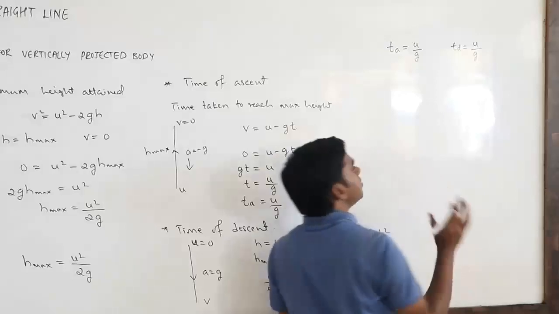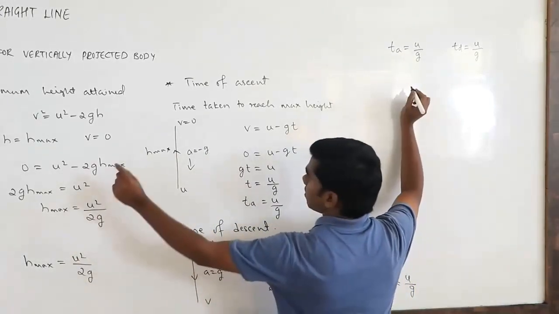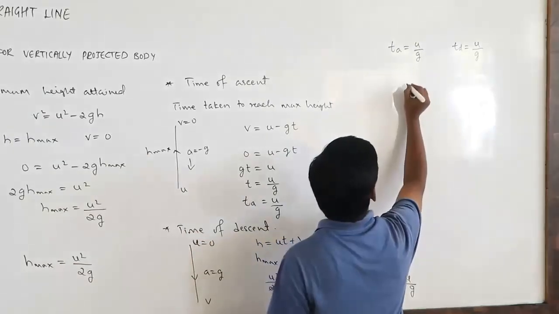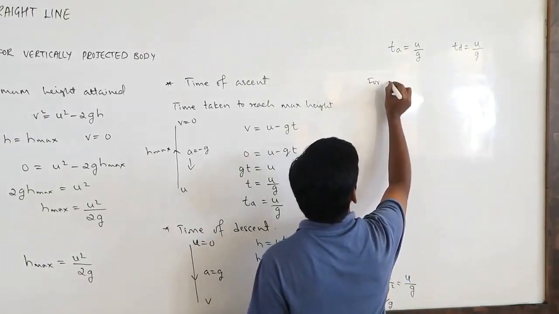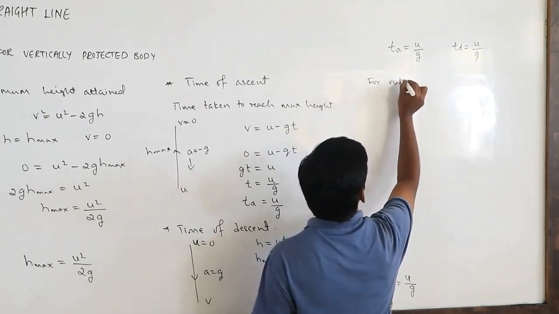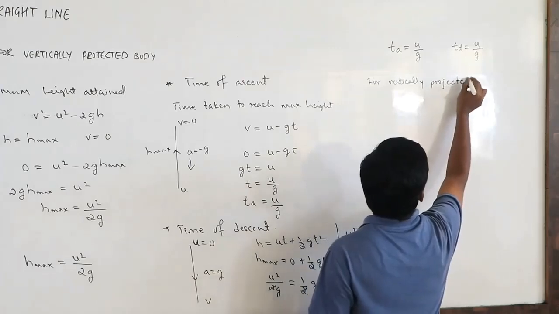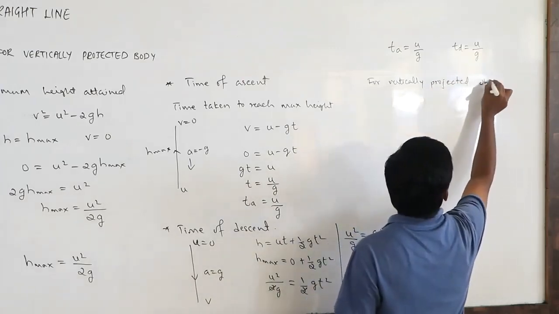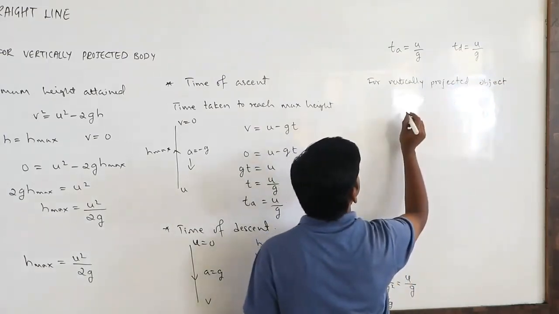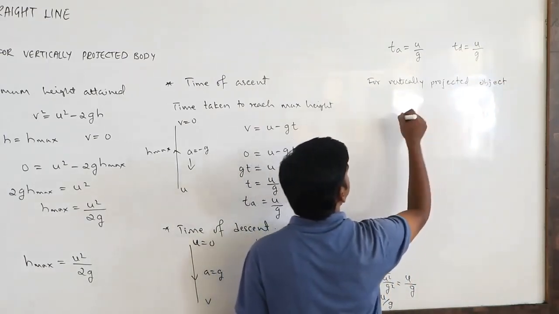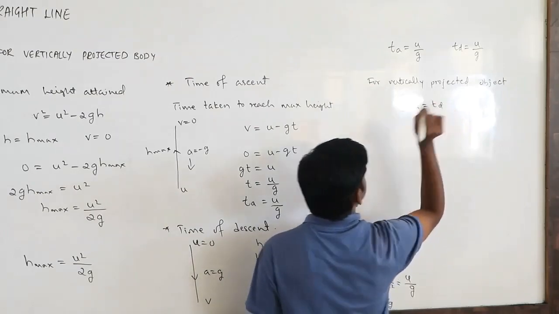So you can conclude something here. What you can conclude is, for any vertically projected object, you can write that time of ascent is equal to time of descent. That is TA equals TD.